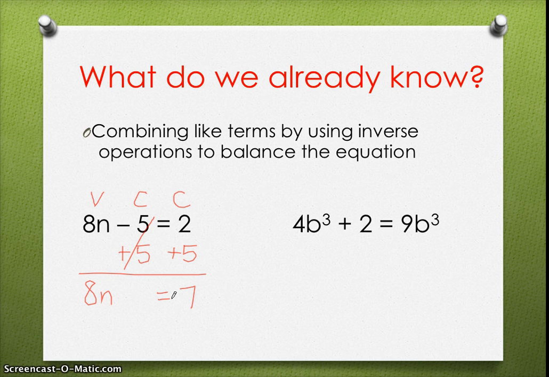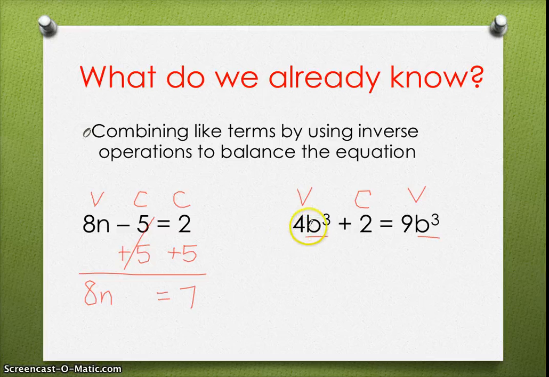Let's go ahead and take a look at how to combine like terms when we're working with variables. So we have 4b cubed plus 2 equals 9b cubed. We want to label: here's a variable, here's a constant, and here's a variable. We can't combine constants and variables. We can only combine variables with variables, and only if they have the same expression. So this is a b cubed and this is a b cubed, which means we're okay to combine them together.